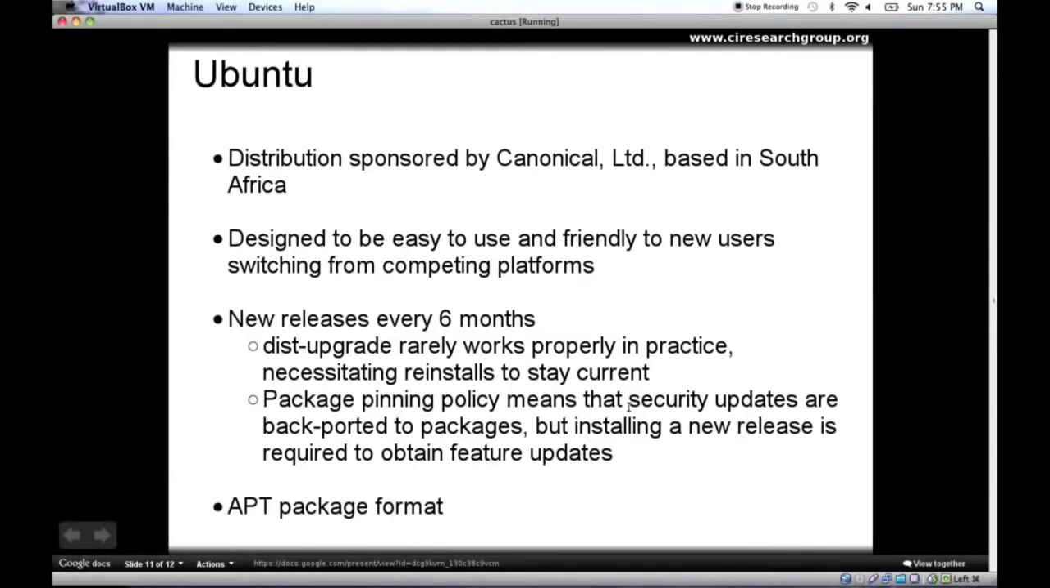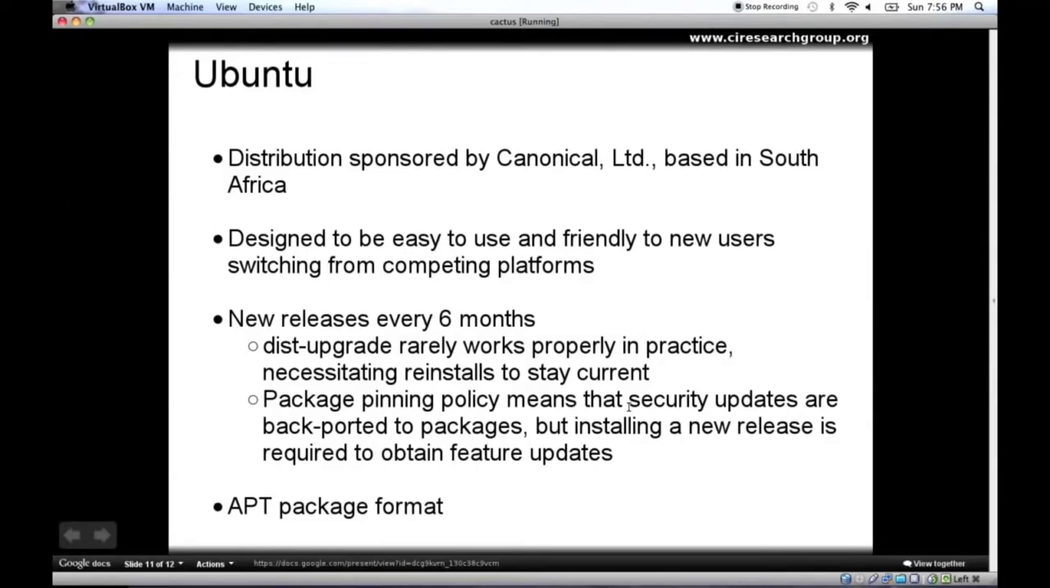Ubuntu is actually based on Debian. It's sponsored by a company called Canonical Limited, which is based in South Africa. It's designed to be easy to use and friendly to new users switching from competing platforms. There's a new release every 6 months, and it's often necessary to completely reinstall the operating system at each new release. There is a functionality that's built into the advanced packaging tool called dist upgrade, which seems like a great idea on paper, but in practice often doesn't work right and leaves the system unstable.